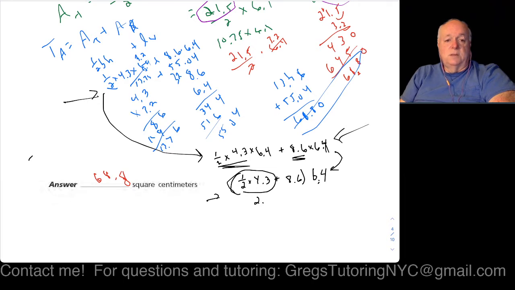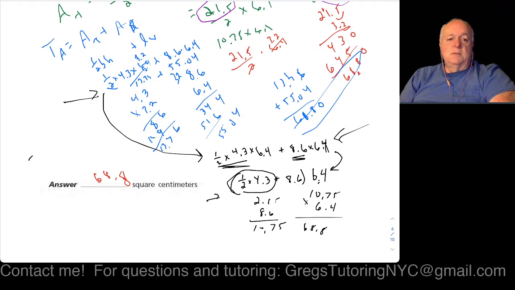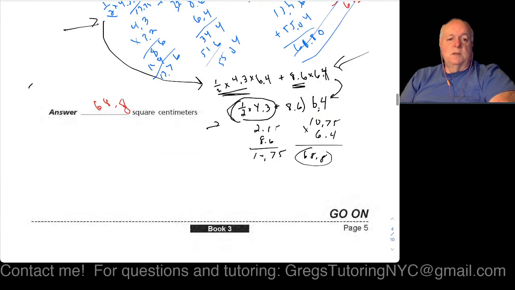2.15 plus 8.6, right? So that's 10.75, and multiplying that by 6.4. You should have still gotten back to 68.8 there. So I'll leave that as an exercise for you guys to do. In the meantime, we're going to move along to the next question.